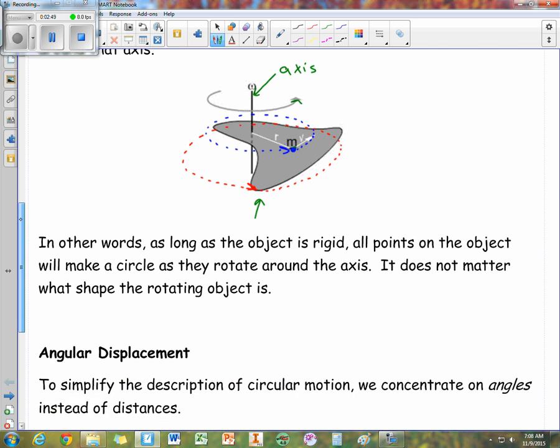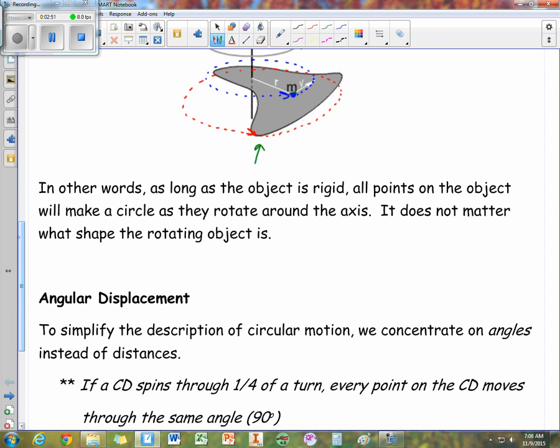So, there have to be conditions for this, obviously. The object must be rigid. So if this were made of rubber, and as it starts to spin, you might imagine it starts to stretch a little bit, then those points would not follow a perfect circle. But as long as this object is rigid, that means it doesn't stretch, all the points in the object will make a circle as they rotate around this axis. And again, it doesn't matter what shape the rotating object is.